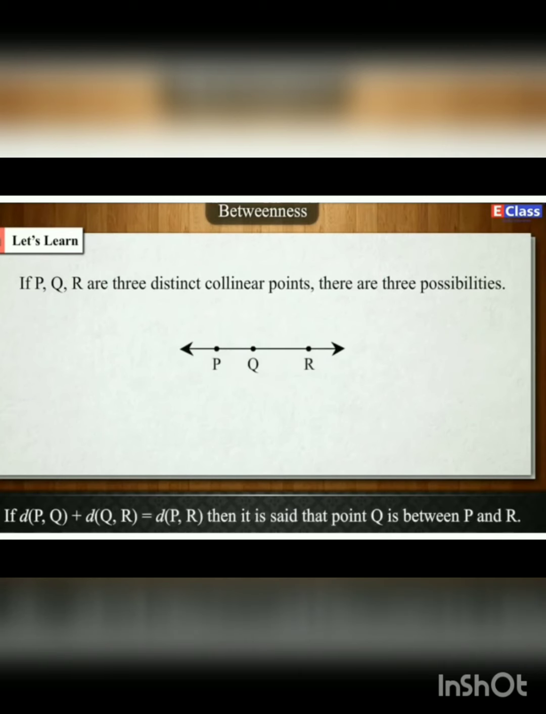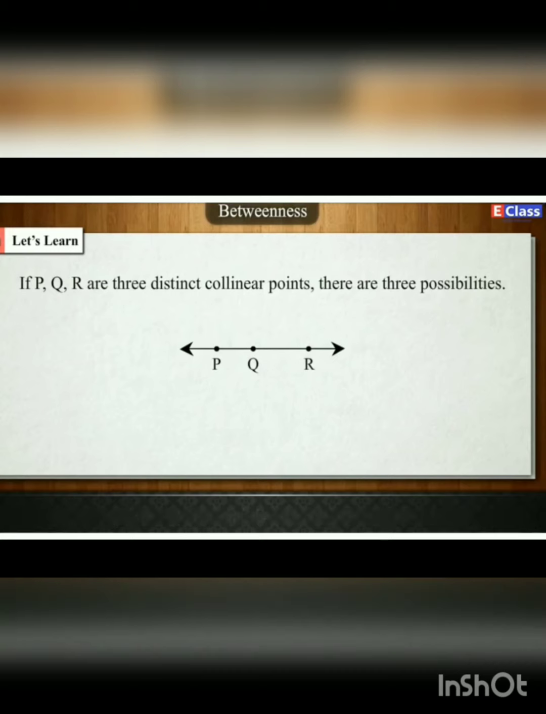If distance of PQ plus distance of QR is equal to distance of PR, then it is said that point Q is between P and R. The betweenness is shown as P-Q-R. Let's see some solved examples.